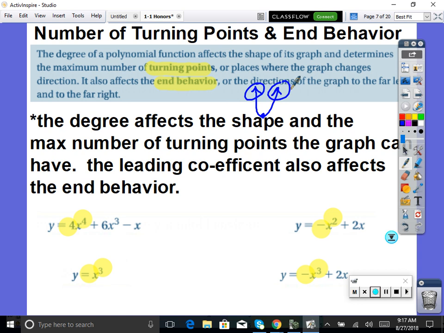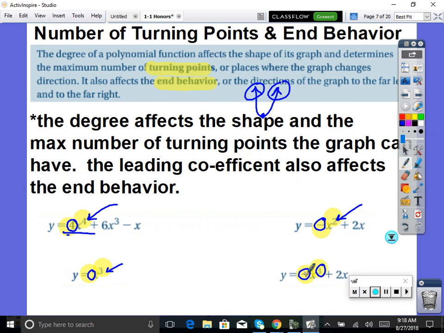So how we look at number of turning points a polynomial could have, and the end behavior is a couple different things. So first of all, it says the degree of a polynomial affects the shape and the max number of turning points a graph can have. The leading coefficient will also affect the end behavior. So what we do to do any of this stuff is we just look at this leading thing here. So we would look at degree 4, and we would look at the leading coefficient. Degree 3, the leading coefficient. Degree 2, the leading coefficient. That's all that matters. It's going to affect all this stuff. Degree 3 and the leading coefficient.